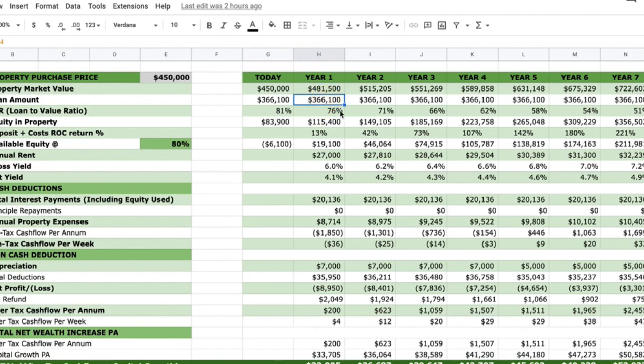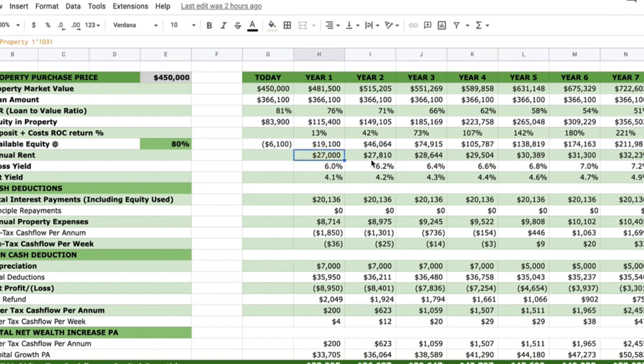And your loan amount remains the same in this case, because we are doing just the interest only loan for the investment properties. Then we have the LVR reducing every year, and then you have equity in the property increasing every year, and then you have deposits, which is increasing in terms of the percentage every year. Your available equity is increasing here every year, which can be used to buy the next property.